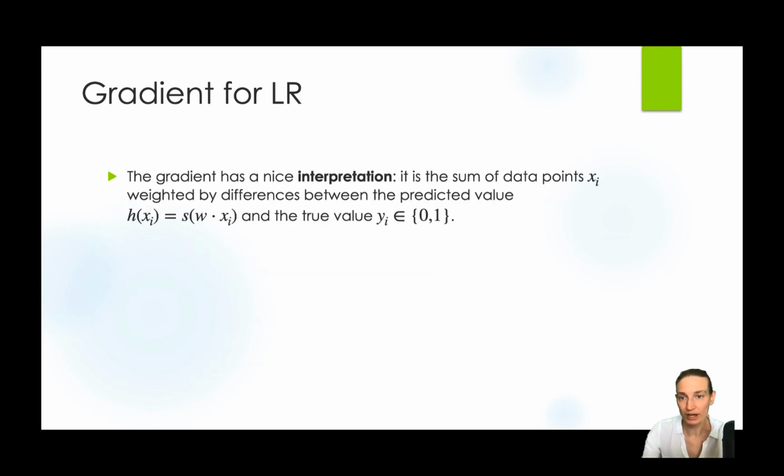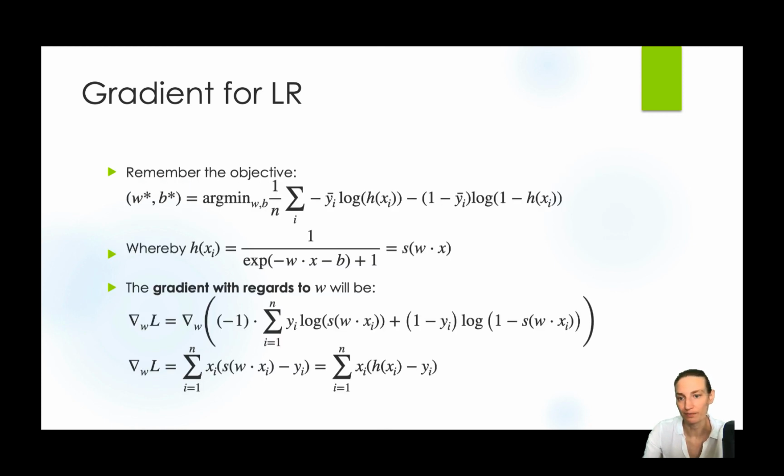This gradient that we came to actually has a very nice interpretation. It's the sum of the data points x_i weighted by the differences between the predicted value and the true value. As you can see, we have the predicted value and the true value, which are weighted by x_i. It's very nice.